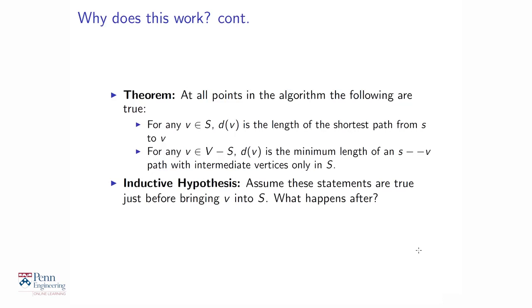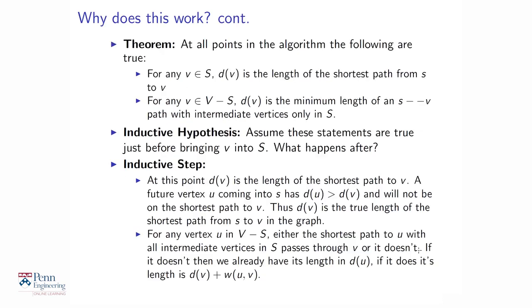What happens after we bring little v into capital S? The proof now hinges on showing that these invariants hold after we've brought v into capital S. When we bring v into capital S, D of v is the length of the shortest path to v. Why is that? Let's see the picture again. Here's capital S. We just brought in v from the other side, and here's V minus S. We've already found that D of v is the shortest path that stays entirely within S.